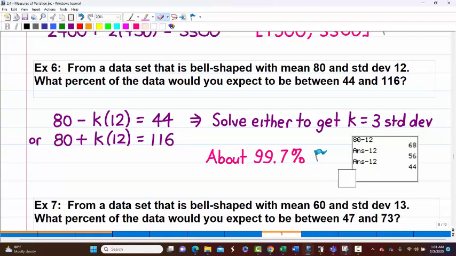I went 80 minus 12 to see how many times I had to do that to get to that lower number, 44. I did it once? No. Twice? No. Third time? Got it. So it took 3 subtractions of 12 to get to 44. I guarantee if you did 80 plus 12, it would take you 3 times to get to 116. So subtract or add, it's going to be 1, 2, or 3. And then once you know it's 3, the definition in the rule, a few pages back there, gives us 99.7.